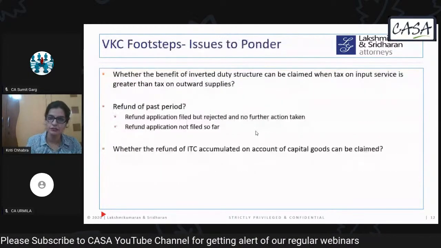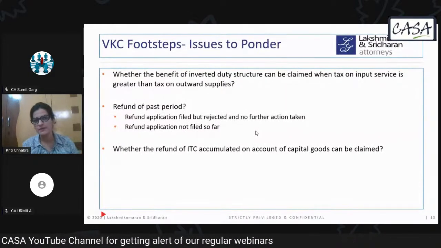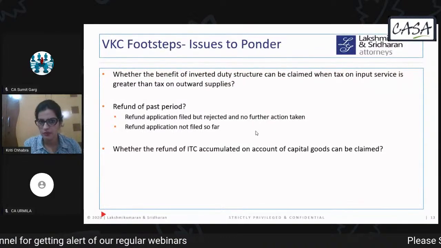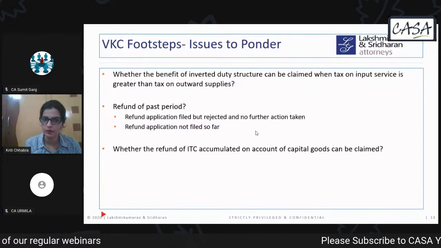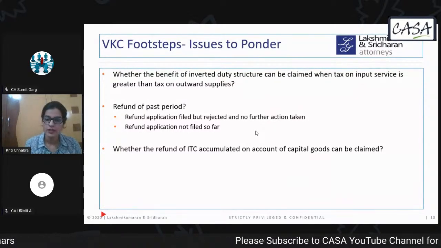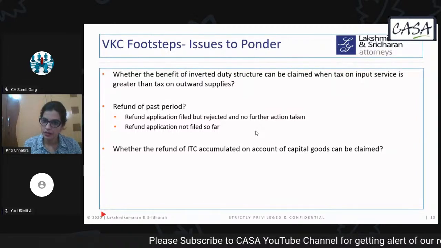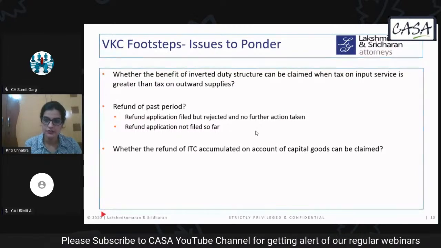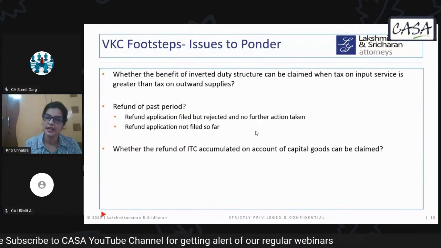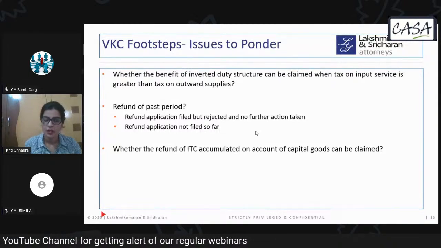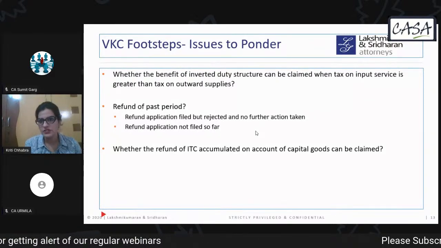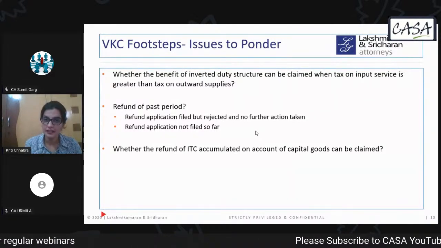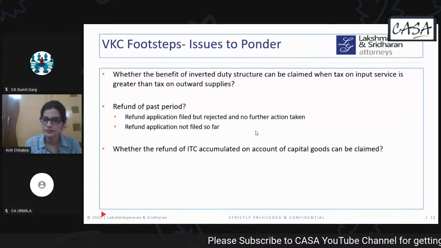So, in light of this judgment, there come three main issues which we should ponder upon. First, whether the benefit of inverted duty structure can be claimed when tax on input service is greater than the tax on outward supplies. Again, the question I mentioned, since the court remains silent on this aspect, what is the meaning of this proviso?